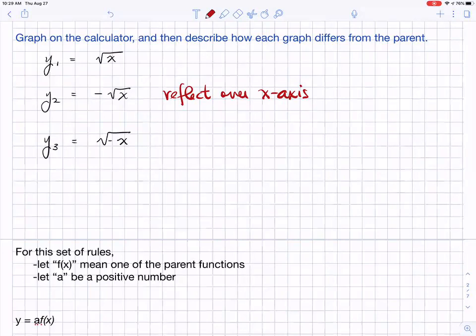Yeah, it reflected over the y-axis, so it was going up and to the right, and now it's going up and to the left. So where was this negative? It's inside, and anything on the inside causes what kind of changes? Horizontal. Take a look. I was going one way, and now horizontally I'm going this way. It's still a horizontal change, so my rule is still holding fast there.